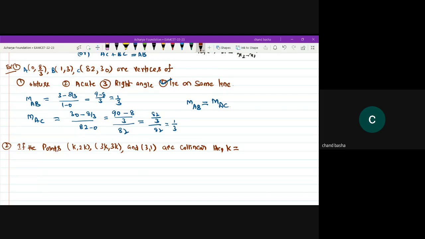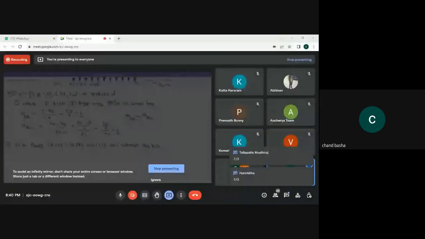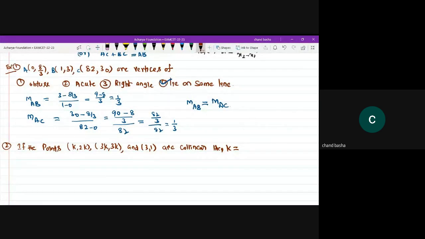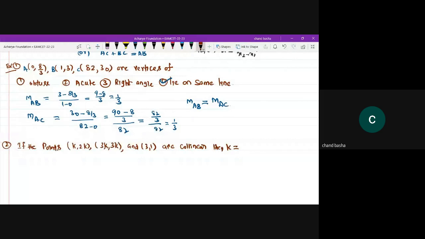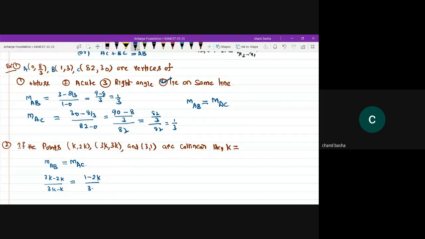Yes. Right? This is minus 1 by 3. How are you getting this? The slope of AB is equal to the slope of AC. Apply cross multiplication, you will get the k value directly. I am finding the slope of AB. The slope of AB is equal to the slope of AC. Already he has given they are collinear. Slope of AB means directly 3k minus 2k divided by 3k minus k is equal to slope of AC, which means 1 minus 2k divided by 3 minus k.